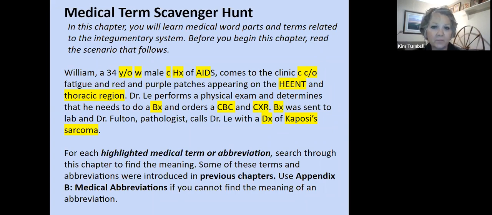And so this is how something might be charted in real life. The assignment is you read it, and then the highlighted terms, you define those terms. This gives them an opportunity to say, oh, okay, so CBC is a complete blood count. Kaposi sarcoma is a disease process very common in AIDS patients that develops in the integumentary system and can actually affect the whole body towards the end of life. So it's a very cool tool to begin your medical terminology.